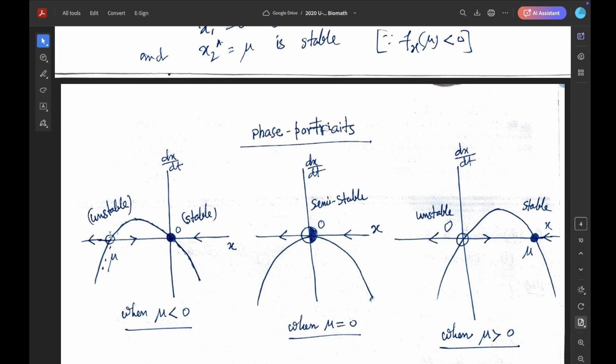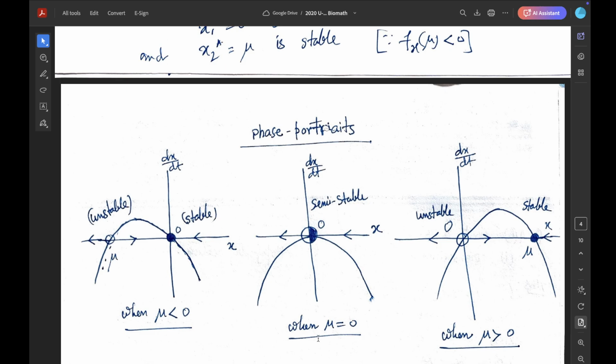So this is unstable. The arrow is away from this point from the right-hand side, because here dx/dt is positive, and here dx/dt is negative in this direction. So this is the negative side arrow and this is the positive side arrow, so both arrows are away from this point. For this other point, the arrows are towards this point, so this is a stable point.